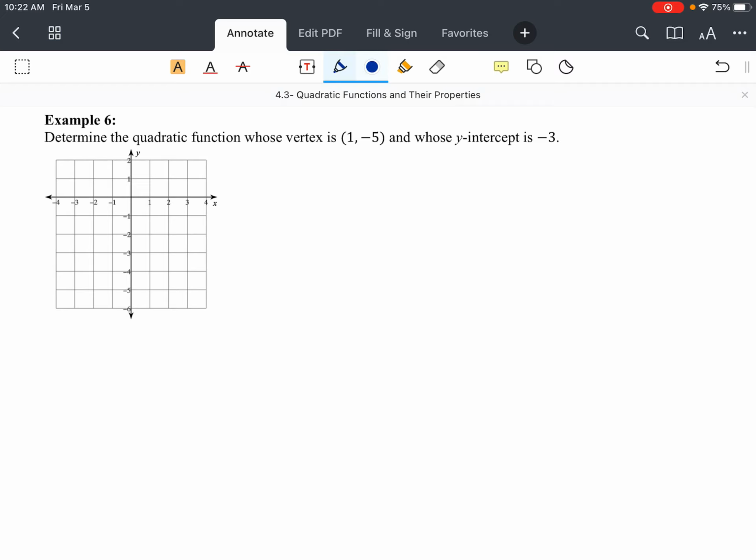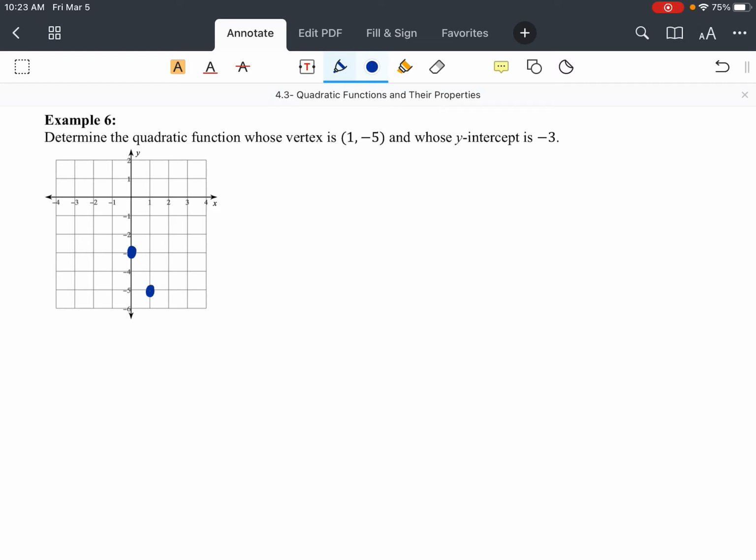All right. Now, example number 6, this is the last one. It says determine the quadratic function whose vertex is (1, -5) and whose y-intercept is -3. Okay, so what I'm going to do first is I'm actually going to graph it. So (1, -5) would be right down here, and then it's got a y-intercept of -3.